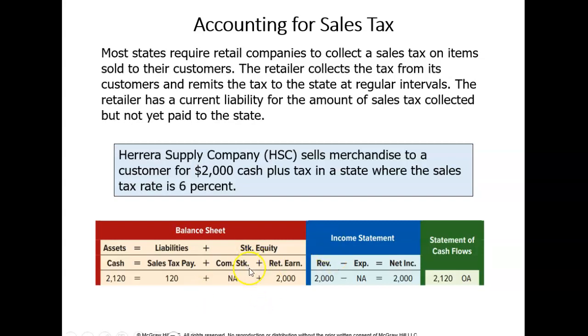So we'll recognize retained earnings of 2,000 because you had revenue of 2,000 from the actual sales. On your statement of cash flow, you have an inflow of cash of 2,120 for the amount collected from the actual customer.